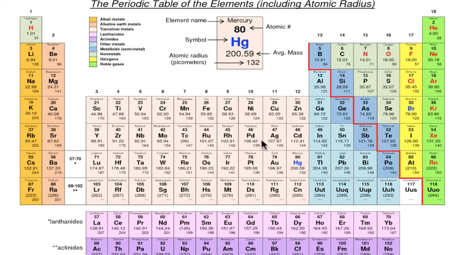Okay, looking at the periodic table, there's a lot of information, a lot of patterns that you can see in the periodic table. So just starting out, we need to be able to get some basic information from the table for physical science here.